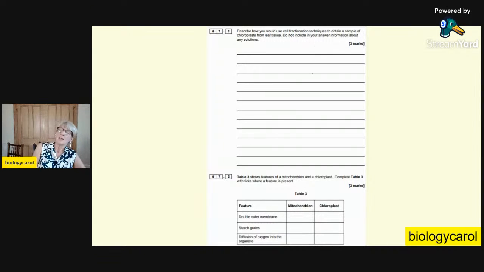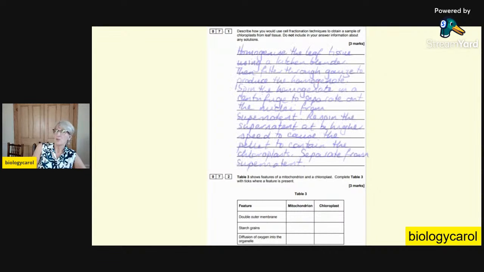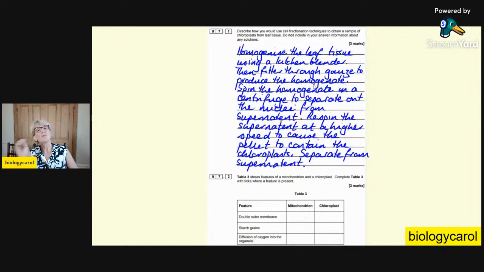Right, so here am I. This is what I put. First of all, you've got homogenize. I knew that was going to be a term. I can pretty much visualize what is going to be on the mark scheme here. Homogenize the leaf tissue using a kitchen blender, for example. It's generally what schools end up doing. Filter through gauze to produce the homogenate. The filtering removes all the cell debris.